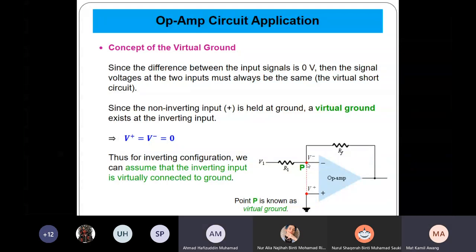Tak faham, sir. Tak faham? The ground is 0 volt, right? Right? Yes, sir.